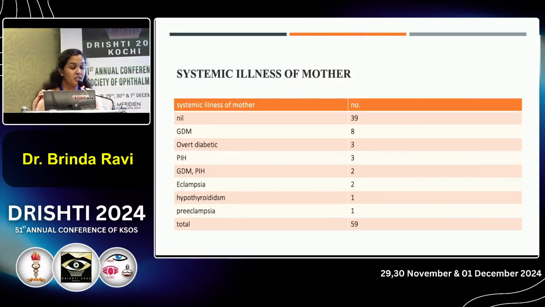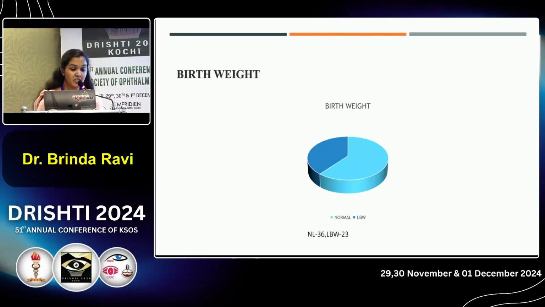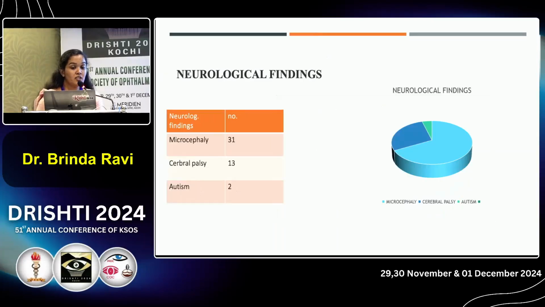Systemic illness of mother: majority of the mothers did not have associated systemic illness. A few had gestational diabetes mellitus, some were overt diabetic, and few had pregnancy-induced hypertension. Out of the 59 children we studied, 23 were preterm with low birth weight. Developmental history: 56 of them had delayed milestones, 18 had physical disability, and 8 had hearing disability. Neurological finding: the most common one was microcephaly, followed by cerebral palsy and autism.